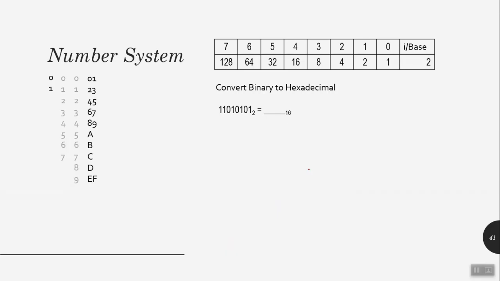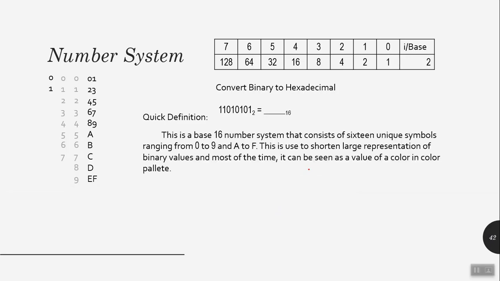Now let us try to convert binary number system into hexadecimal number system. But first, let us define what is hexadecimal number system. Hexadecimal number system is a base 16 number system that consists of 16 unique symbols ranging from 0 to 9 and A to F. So you can think that this is just an extension of the decimal number system. This is used to shorten large representation of binary values, and most of the time, it can be seen as a value of a color in a color palette.